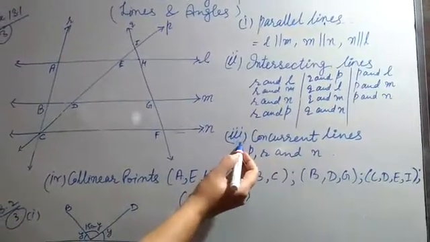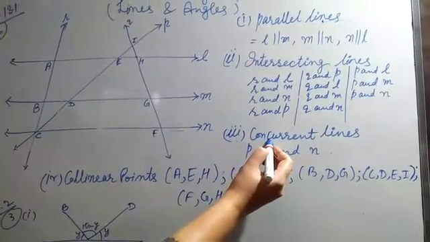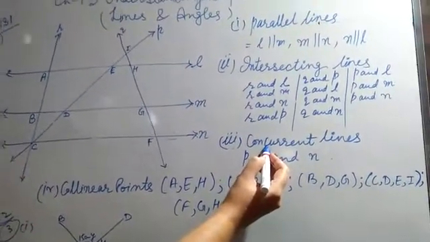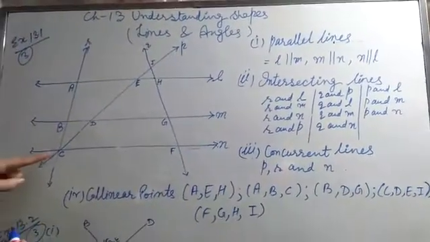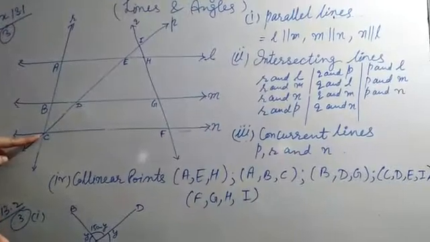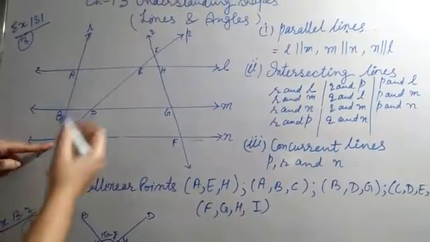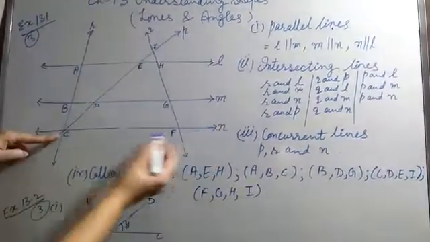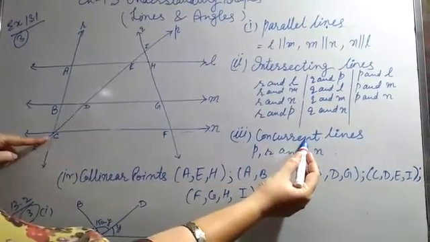So next we have concurrent lines. In concurrent lines, we take more than 2 lines. When more than 2 lines pass through the same point, intersect at the same point, they are called concurrent lines. So here we have only a point C where 3 lines are cutting each other. Which are these 3 lines? Just see, it is P, R and N. Lines P, R and N are concurrent lines.